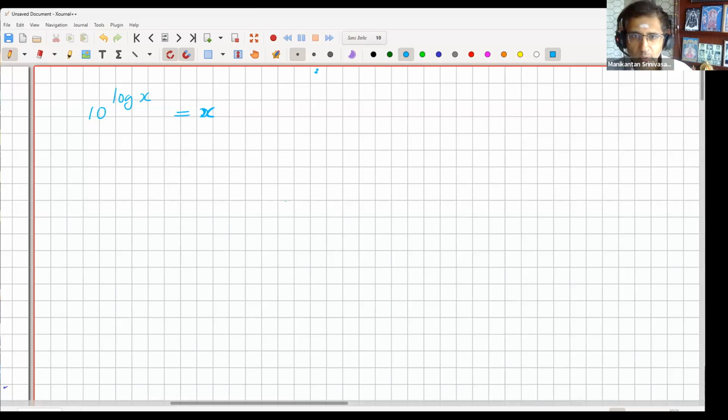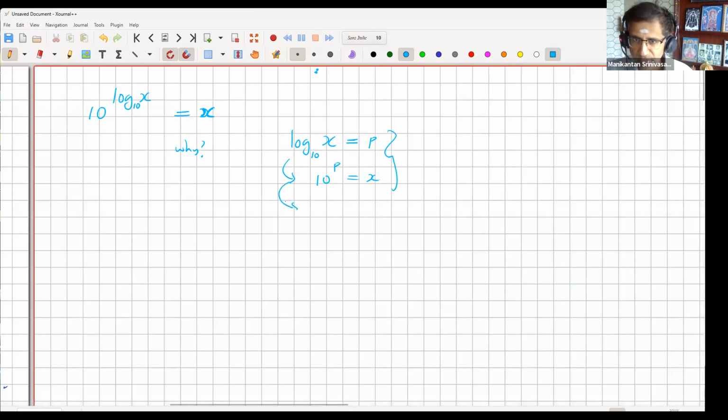So why is this true? Let's say log x to the base 10 is some value, let's say p. So how does this translate in terms of powers? 10 power p is x. These two are equivalent statements. Log x to the base 10 is p means 10 power p is x. Now put back your p from the first step. So it's 10 power, instead of p, put log x to the base 10, and that is x. So 10 power log x to the base 10 is just back to x.